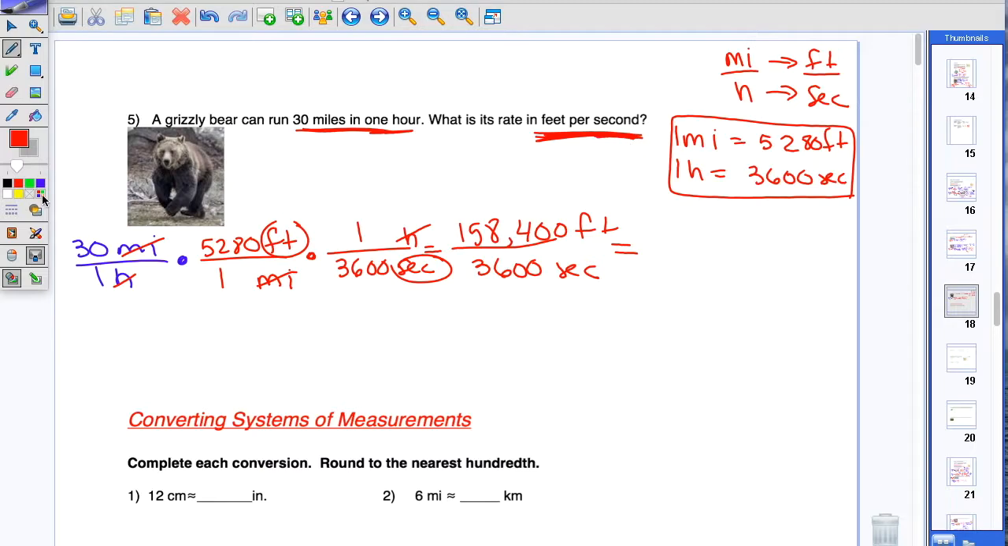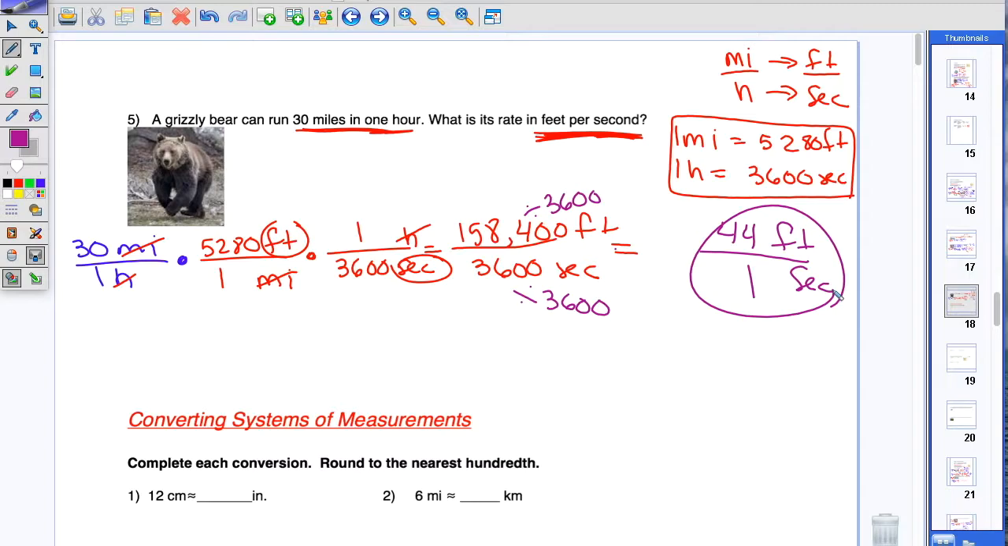3,600 seconds. So divide your numerator and denominator by the 3,600 to get it to a unit rate. So our feet is in the numerator, our seconds is in the denominator. 3,600 divided by itself is 1, so 1 second. And when we do 158,400 divided by 3,600, we get 44 feet. So a grizzly bear can travel 30 miles in 1 hour. That means he's actually going 44 feet in 1 second.